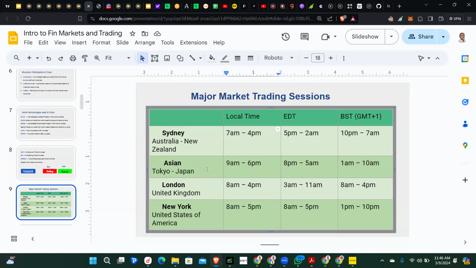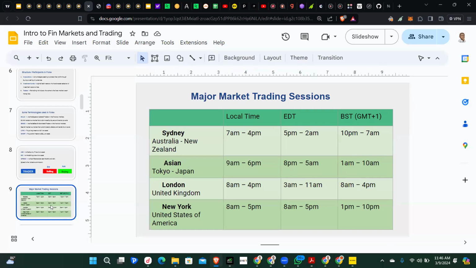Now, the Asian session is going to open by 1 a.m. and close by 10 a.m. Then the London session is going to open by 8 a.m. and close by 4 p.m. Then the New York session, United States of America, is going to open by 1 p.m. and close by 10 p.m.